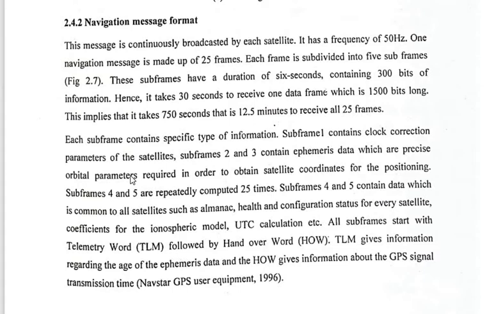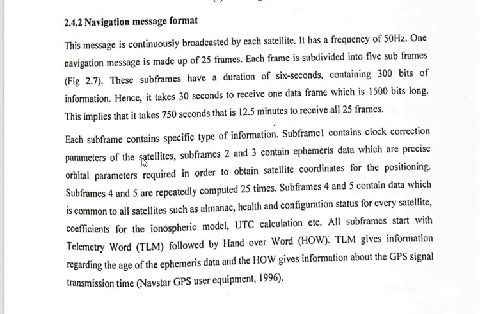One navigation message is made up of 25 frames. Each subframe contains a specific type of information. All the subframes will not be containing the same information. All these 5 subframes will be having different information. Subframe 1 contains the clock correction parameters of the satellite. So what is subframe 1 containing? Clock corrections. In case there is any time delay or something happening in your satellite while it is sending the data to the receiver, any clock corrections or clock delays, all that information will be present in your subframe 1.